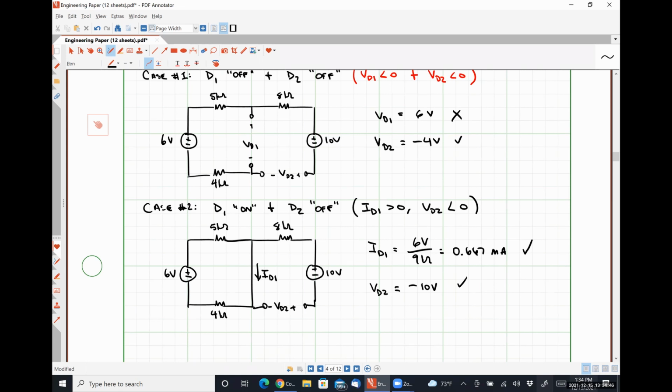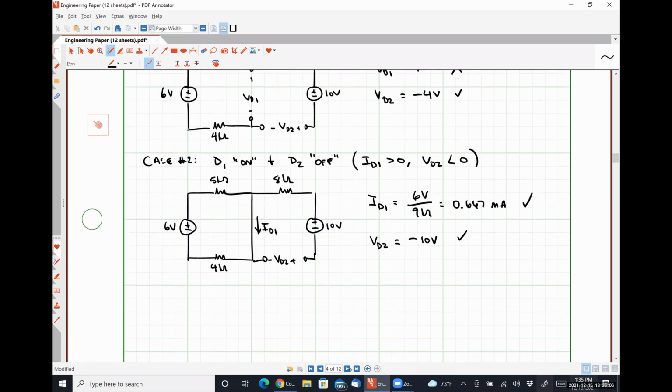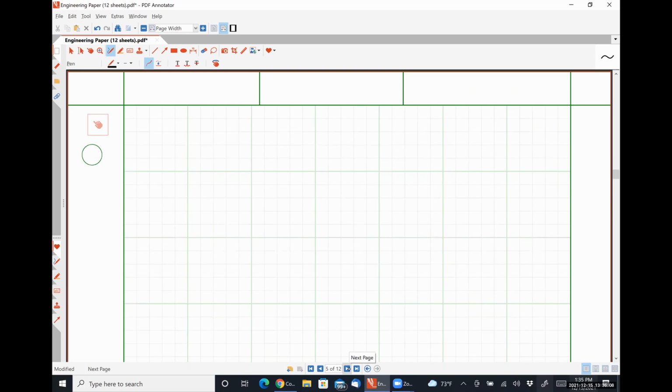All right, so ideal diode model, not super great for actual analysis, very, very useful for determining the state of a diode. All right. Our last model, we have 10 minutes to go through this, so we will do it pretty quickly, is the constant voltage drop model.